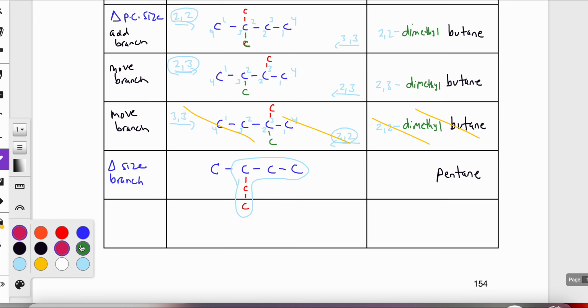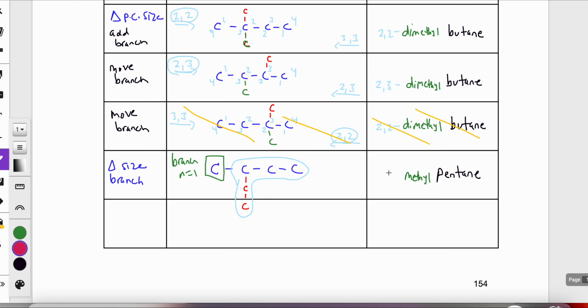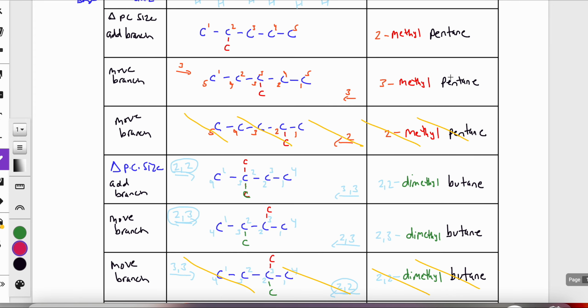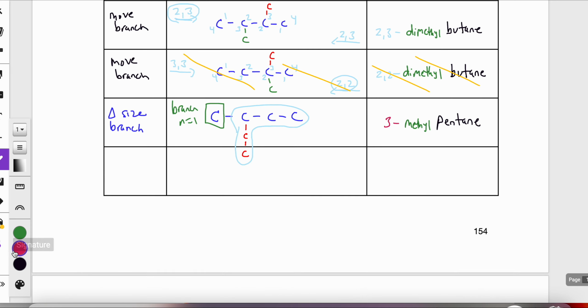So this gets a little sneaky, so you've got to pay attention to the details. So this is the branch. This is not part of the parent chain. So this is a methyl pentane. And when I take a look at it, carbon 1, 2, 3, it's on carbon 3. 1, 2, 3, it's on carbon 3. So that branch, it's a 3-methyl pentane. And when you look up above, we already had a 3-methyl pentane. So this is not a new isomer. This is a repeat structure. It's just that the molecule is starting to bend and flex around.